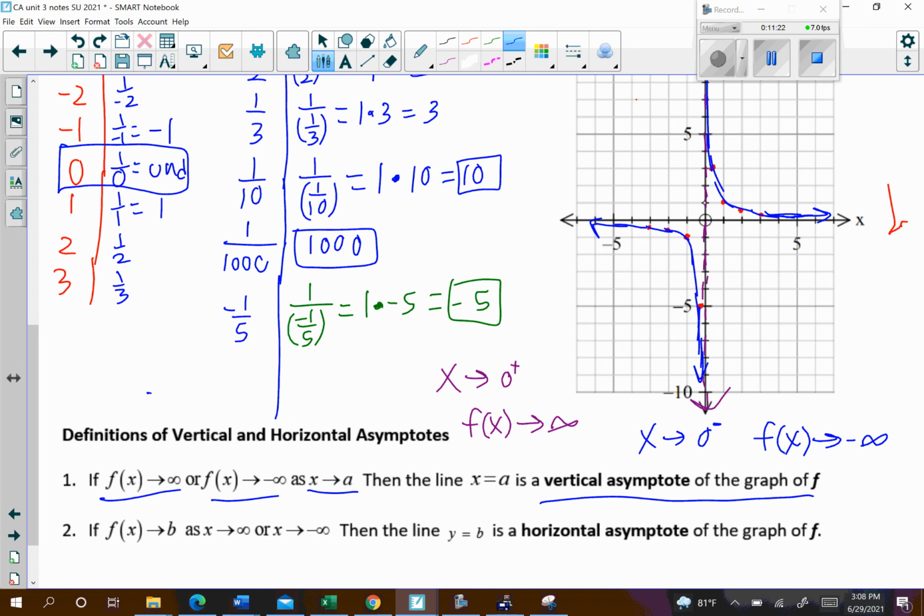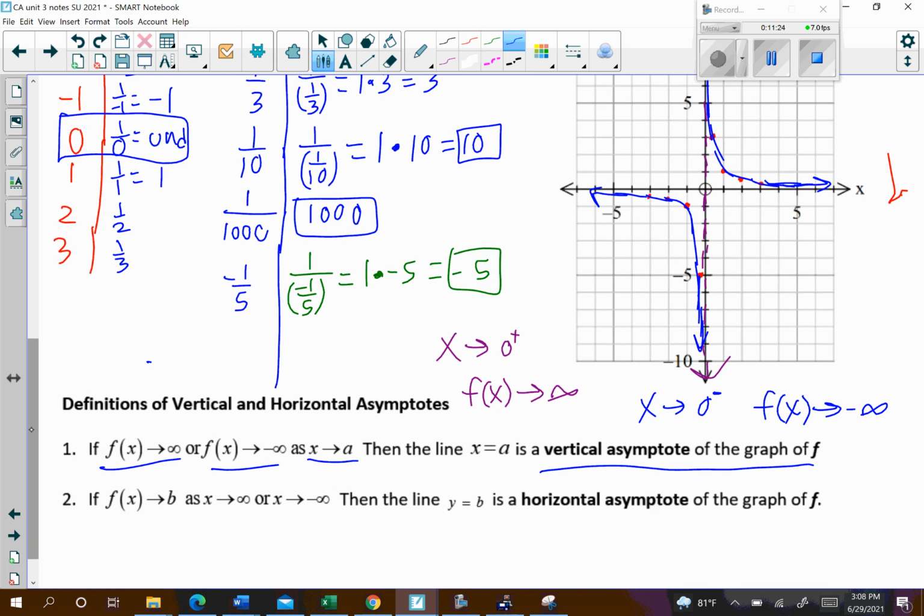Looking at part 2 down here of our definitions, if my function approaches some value b as x goes to infinity or negative infinity, then the line y equals b is a horizontal asymptote. What's going on in this particular example is our function approaches 0. It approaches 0 as x goes to infinity or negative infinity.